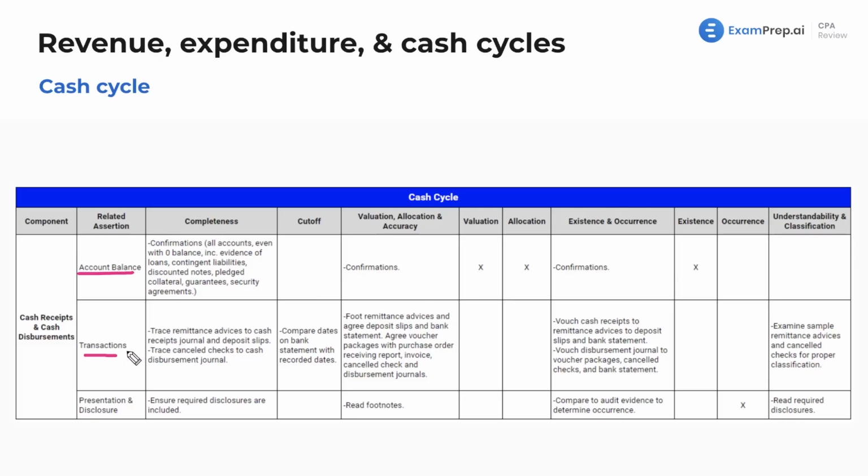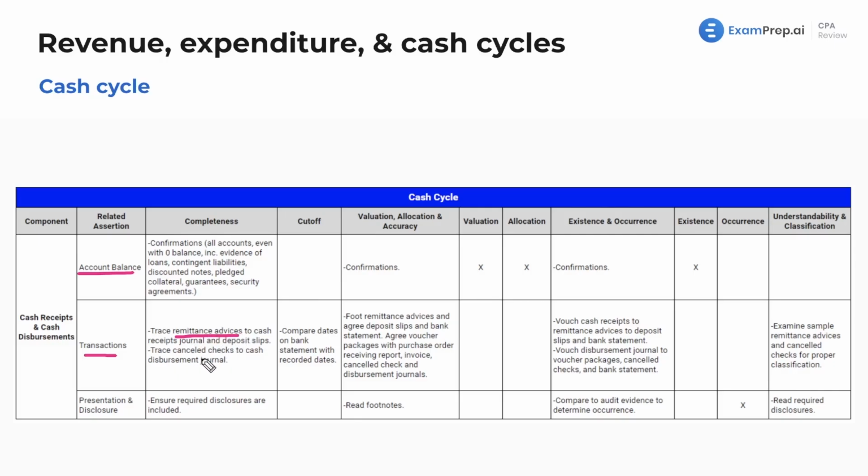Moving on to transactions. Well, here we can trace remittance advices to cash receipts journal and deposit slips. You should have a remittance advice for every cash receipt because when you open the envelope, right, you get a check or you get cash, and that should have remittance advice. So you should have a remittance listing that ties to all the cash receipts and deposit slips. That's a great check there.